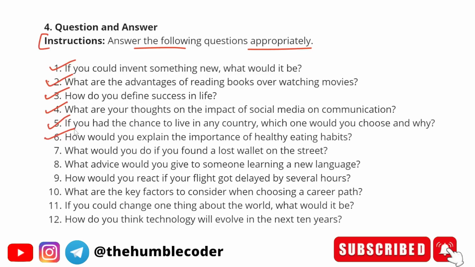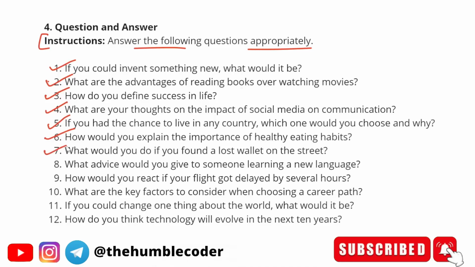Okay, the next question is, how would you explain the importance of healthy eating habits? The answer can be, healthy eating habits provide essential nutrients, boost immunity, and prevent diseases. Eating a balanced diet with fruits, vegetables, and proteins helps maintain energy levels and overall well-being. Moving on to the next one. What would you do if you found a lost wallet on the street?